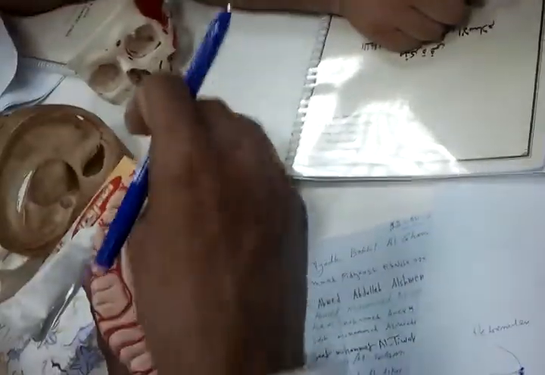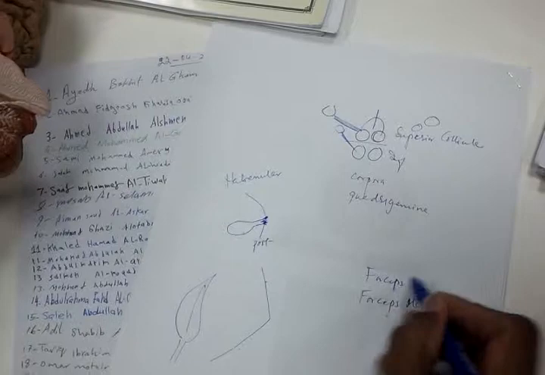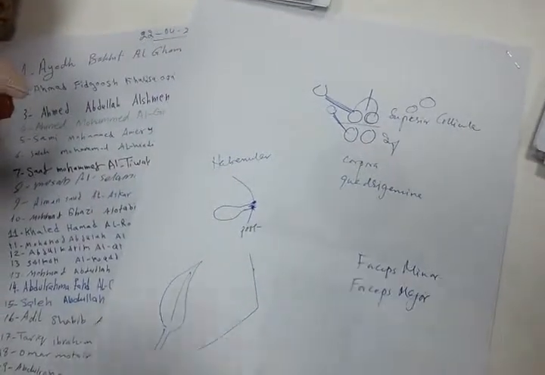And those fibers which pass through the genu of the corpus callosum connect which lobes? The frontal lobes. These are known as forceps minor. The name of these fibers is forceps minor.